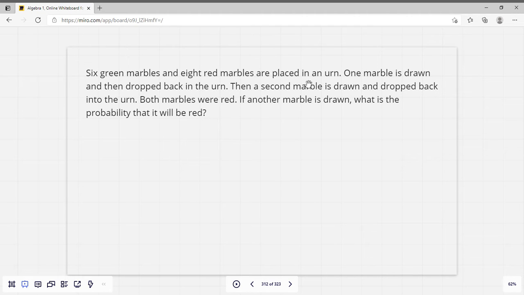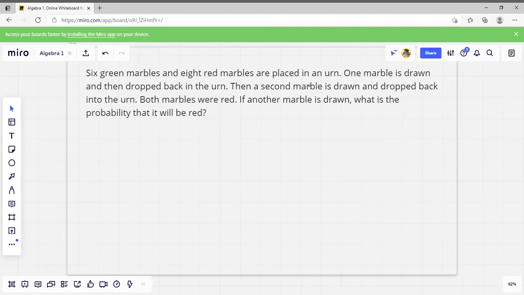6 green marbles and 8 red marbles are placed in an urn. 1 marble is drawn and then dropped back into the urn. Then the second marble is drawn and dropped back into the urn. Both marbles are red. If another marble is drawn, what is the probability that it will be red? It doesn't matter about past events. We're going to forget about all that, and we're only going to worry about the marbles in the jar and what our outcome of this draw would be.